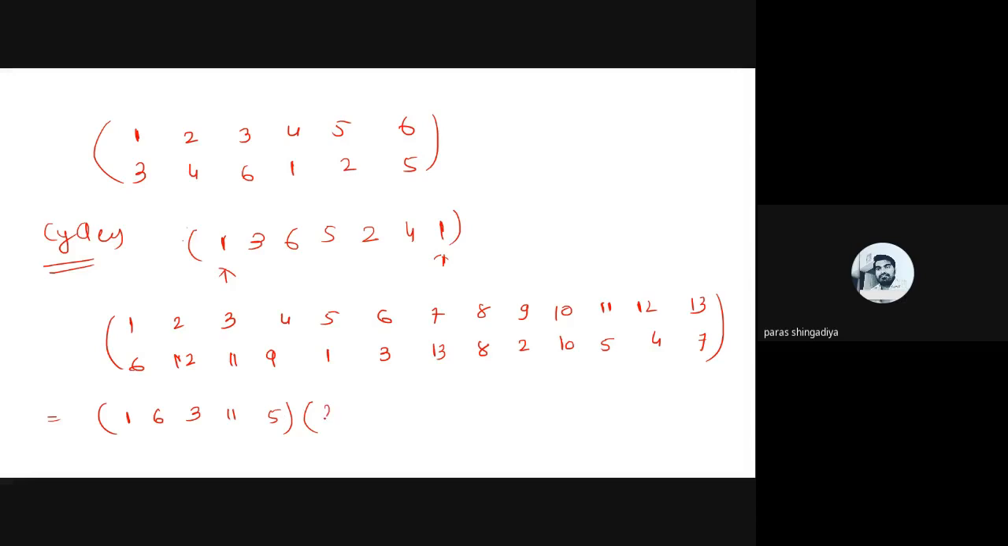So that is 2 to 12, 12 to 4, 4 to 9, and 9 to 2. That is the second cycle.